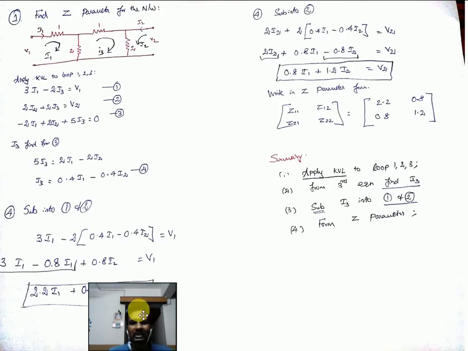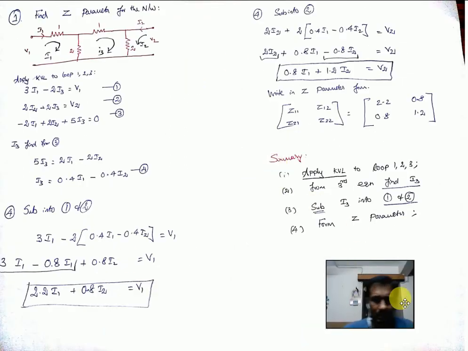So let's look at this problem. The problem is given here. First, step number 1, apply KVL. Here I have assumed I1, I2, and the third one is I3. Then I have written the KVL equations number 1, 2, 3. In the third equation, the center has no source. So from that I have written I3, and this is the fourth equation.